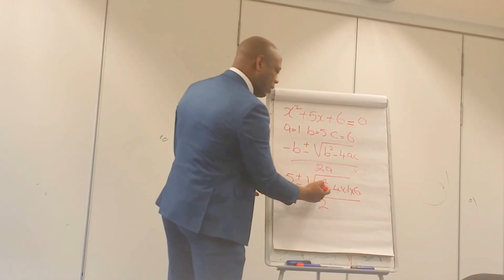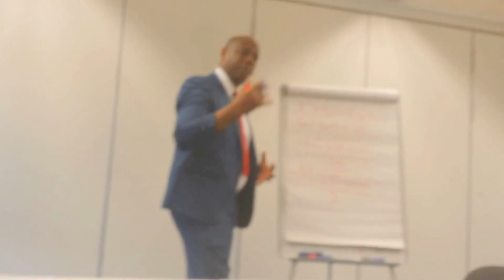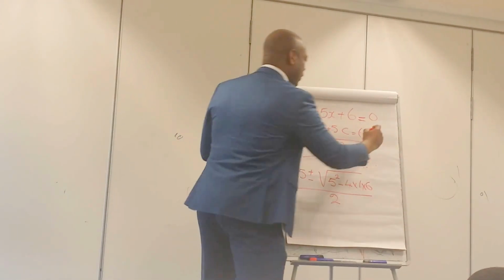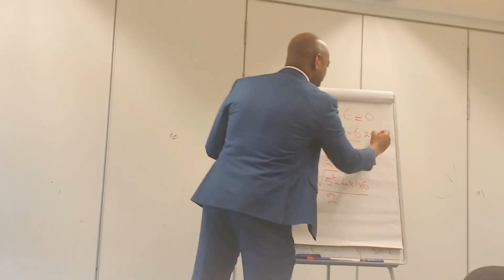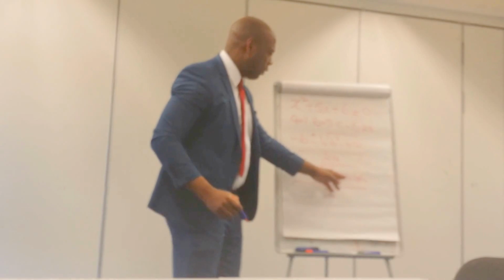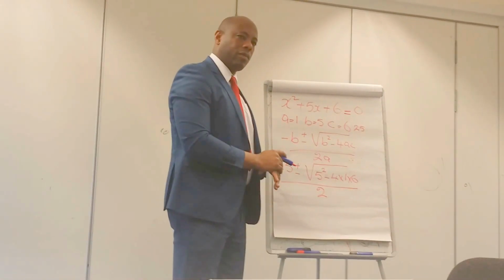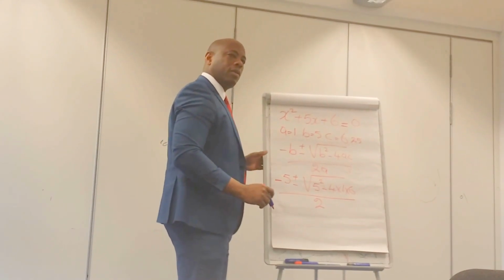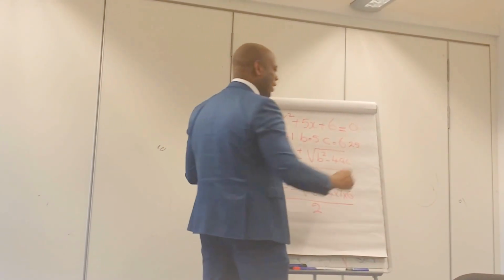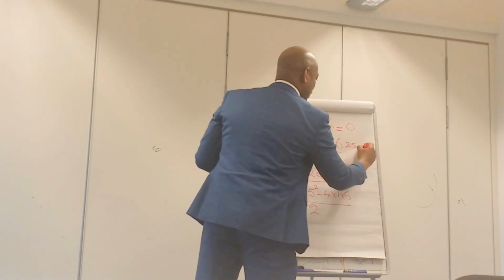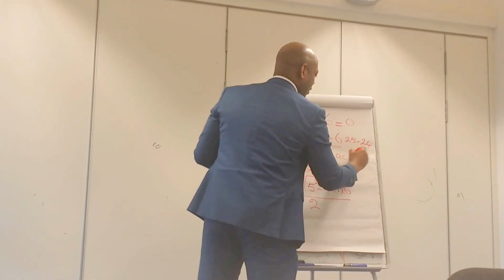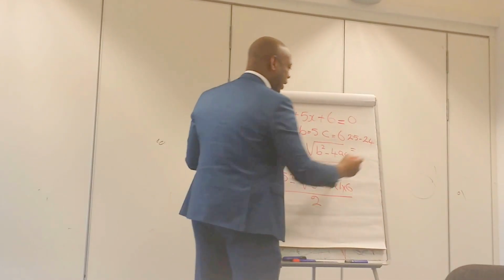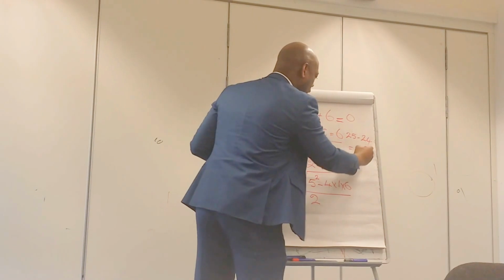Okay, so now let's simplify the discriminant. What is 5 squared? Meaning 5 times 5 is? 25. Okay, let's write 25 there. And what is 4 times 1? 4. And 4 times 6 is 24. So 25 take away 24 is 1.